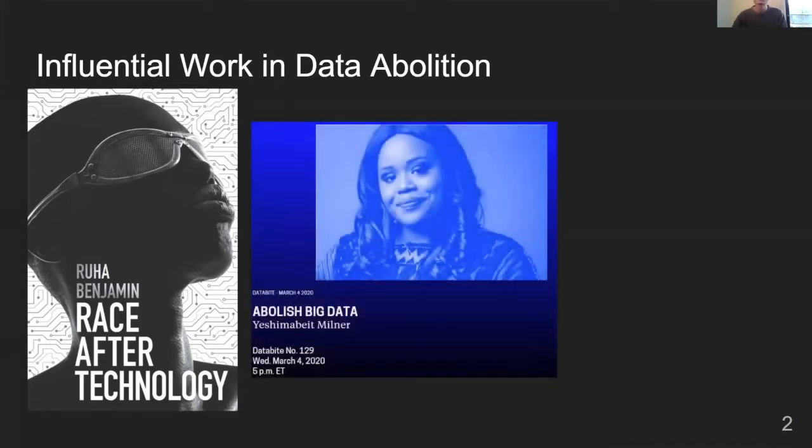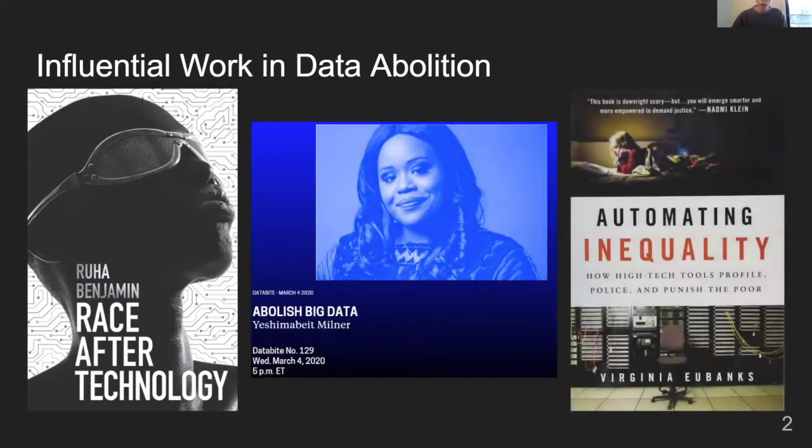We were also very inspired by the talk Abolish Big Data, which is by Yashima Bay Milner. She's the founder for Data for Black Lives. And there's also a book, Automating Inequality by Virginia Eubanks, that played as a key inspirer of our work. And all of these informed our vocabulary surrounding data abolition and also provided us with case studies which have continued to be cited by us and used to propel this dialogue that we've been engaging in. And we will be talking about these works throughout a little bit. They're also referenced in our paper quite a bit.